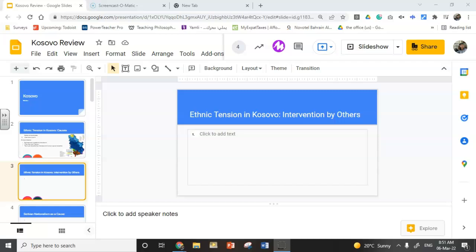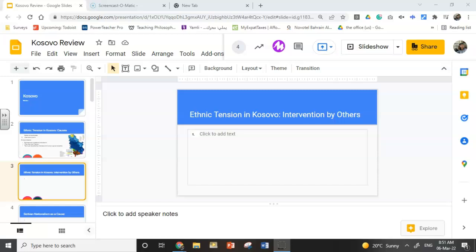Because they're ethnically what? Albanian. Okay? They're ethnically Albanian. So Albania is going to have an interest in what's happening there. Okay? Because the people are ethnically like them. Culturally, they act more like Albania.